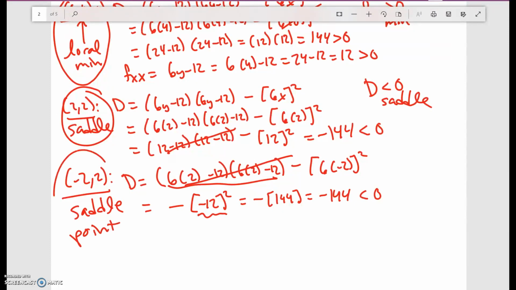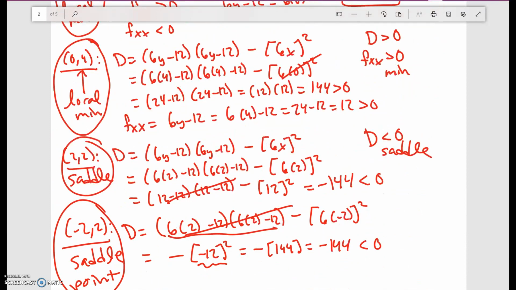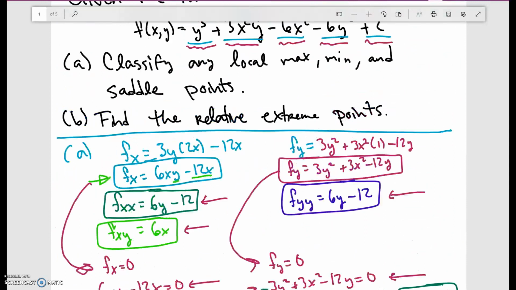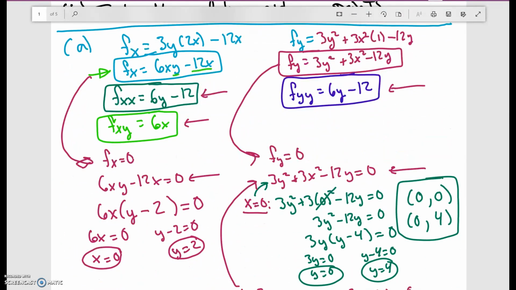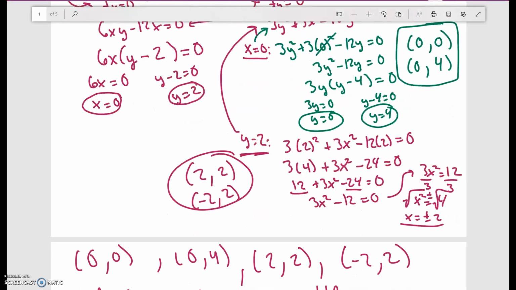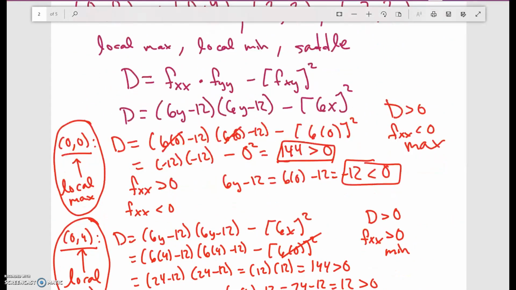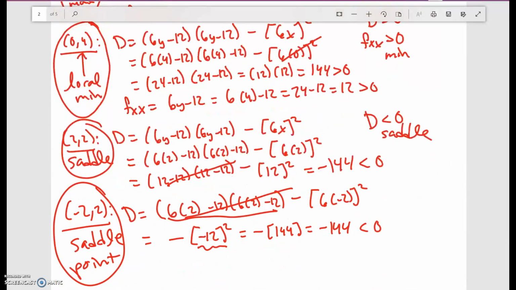Okay, so that was a long process, but we were able to classify all 4 points. It's a long process that you have to go through, but this is basically what you want to do. Find the first derivatives. Figure out all of the derivatives so that you don't have to find them later. Find our critical points by solving the systems of equations. Once you have all your points, go ahead and use the D-test to classify each of them. In the next video, I will go ahead and do part B.